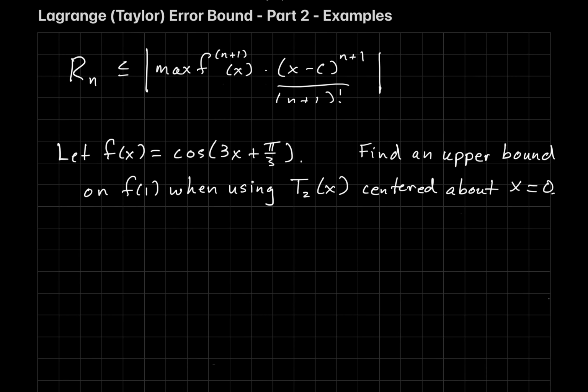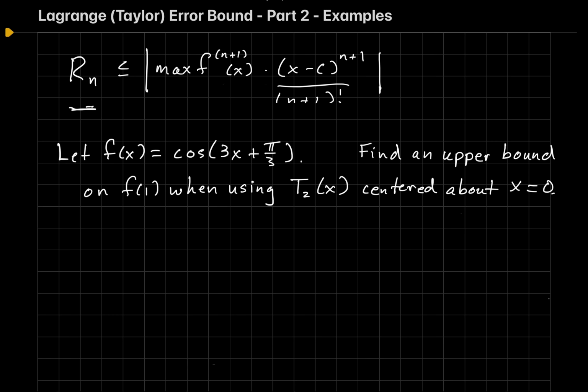The Lagrange or Taylor error bound, part 2. Recall that the error, or the remainder using the nth degree polynomial, is less than or equal to the max of the first left off derivative times x minus c to the n plus 1 over n plus 1 factorial.